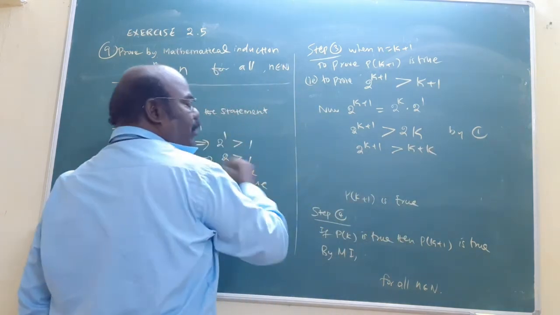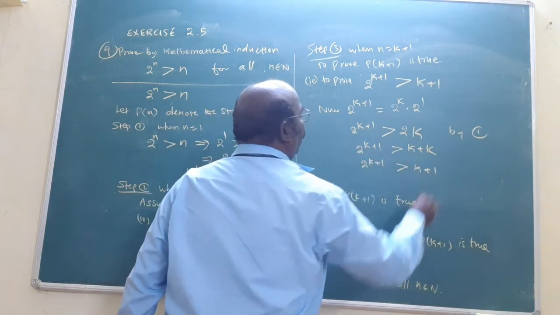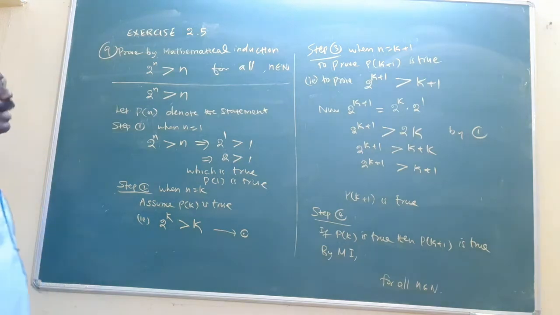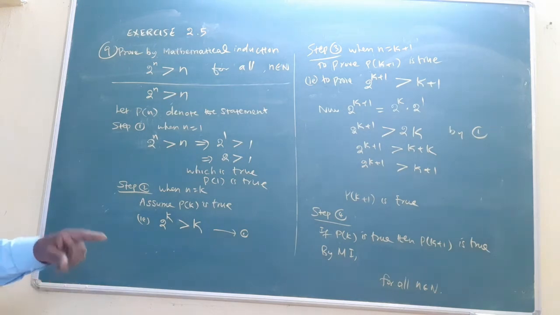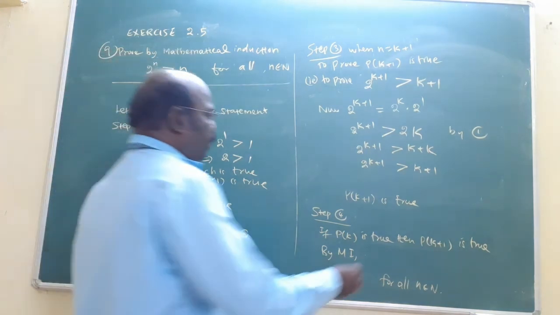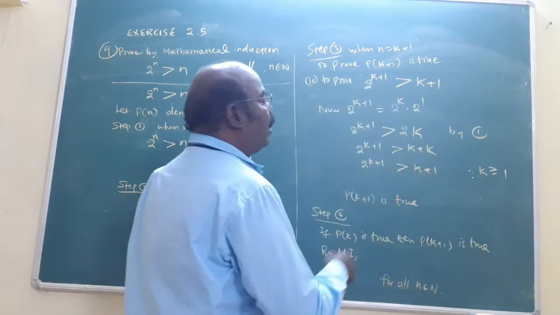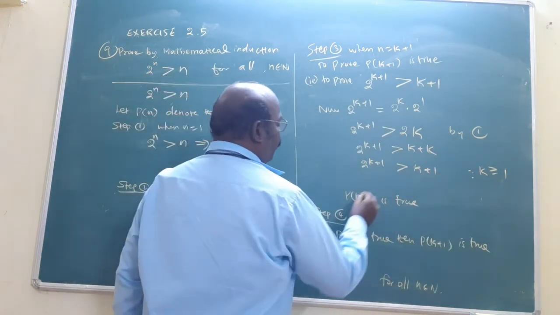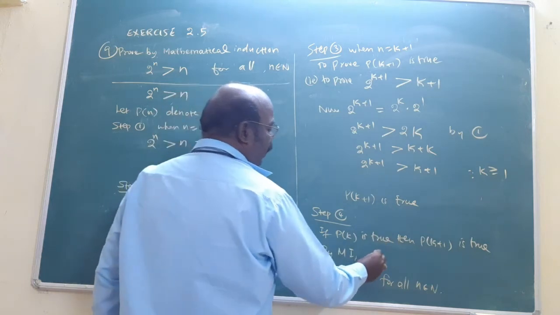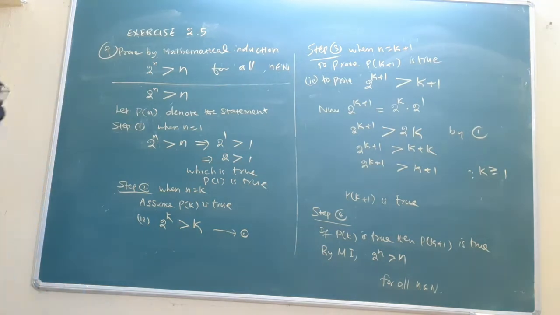But you want to prove 2 power k plus 1 greater than k plus 1. What is the reason? What is the condition actually? The question is n greater than or equal to 1, 1 and above. But that k is greater than or equal to 1. That is the reason. Since k is also greater than or equal to 1, in place of the second k, you put greater than or equal to 1. This is called P of k plus 1 is true. Therefore, your answer is 2 power n is always greater than n for n a natural number. That's the answer.